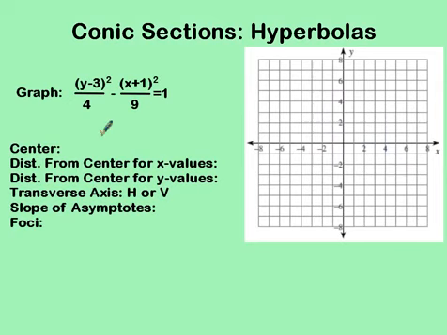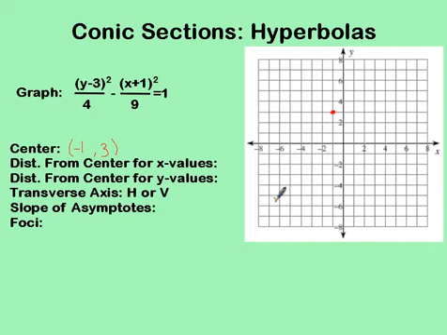Alright, so suppose we were to graph (y - 3)^2/4 - (x + 1)^2/9 = 1. Keep in mind this minus sign tells us it's going to be a hyperbola. What we're going to do first is find the center. Make sure you always look in your x values for the x value of your center. I'm going to use -1, the opposite of this, or what makes it 0, and a +3, and go ahead and plot that.